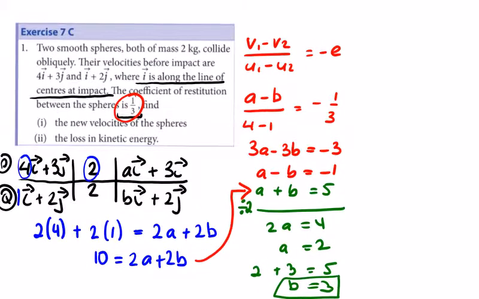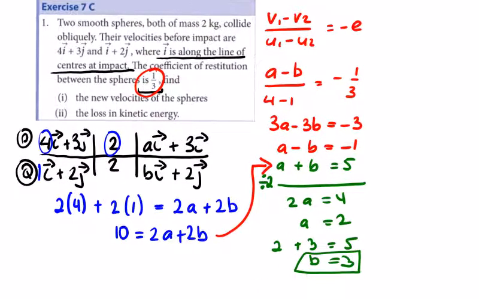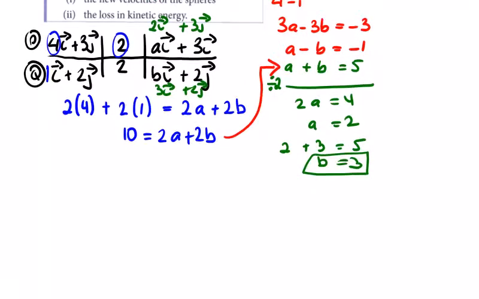So our new A is 2, so we have 2i plus 3j here, and B is 3, so we have 3i plus 2j down here. We're asked for the new velocities, and the loss in kinetic energy. So the loss in kinetic energy, half mu squared, we need the magnitude of these velocities.